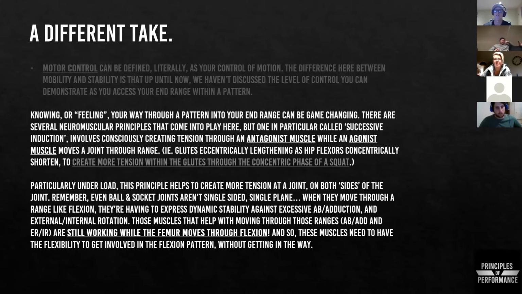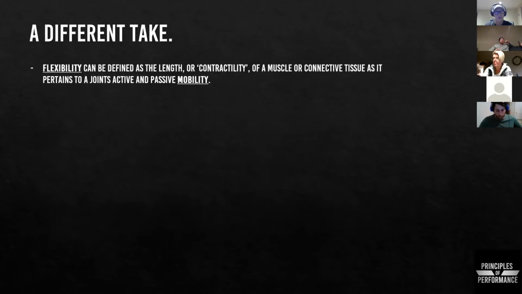So let's have a little bit of a deep dive. We're going to go into flexibility. So flexibility, this is a bit of a bastardized word that gets thrown around a lot. Flexibility can be defined as the length or contractility of a muscle or connective tissue as it pertains to a joint, or a joint's active and passive mobility. So remember, mobility is the range a joint needs. Flexibility is how much length is there actively and passively, or contractility, so that that joint can express its range.